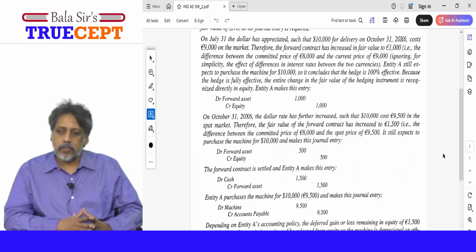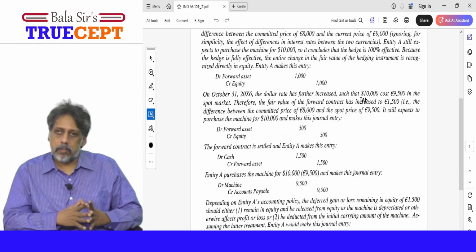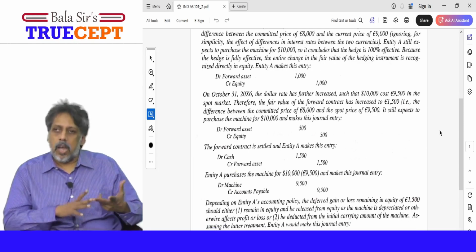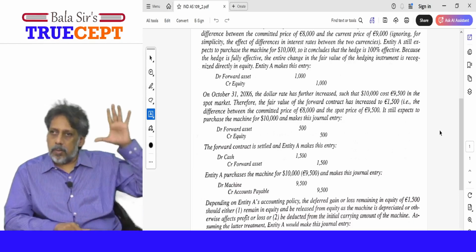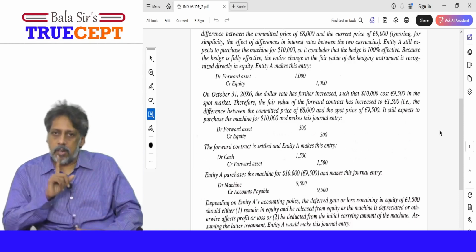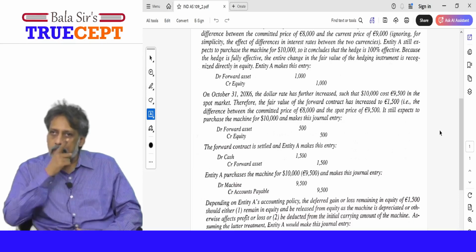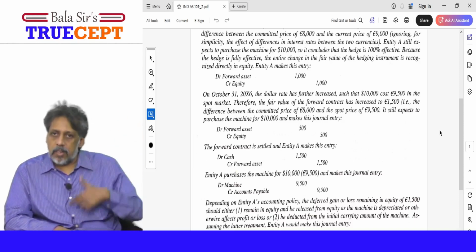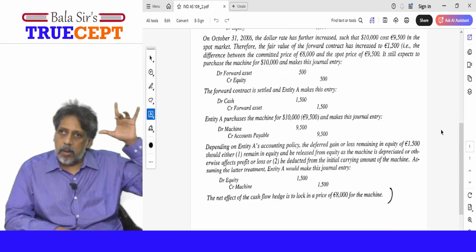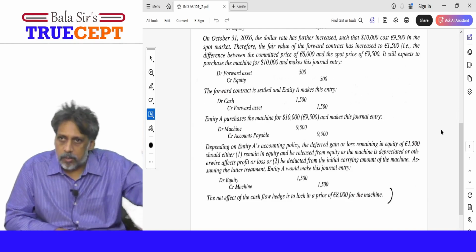Next. On October 31, 2026, the dollar rate has further increased such that $10,000 costs 9,500 euro. That means 0.95 euro per dollar, right? That means it's 9,500 euros in the spot market on 31st October. Now check this. That means what? You can sell the currency. Remember, you bought at 8,000 euro. You had a contract to buy. It's as good as bought.